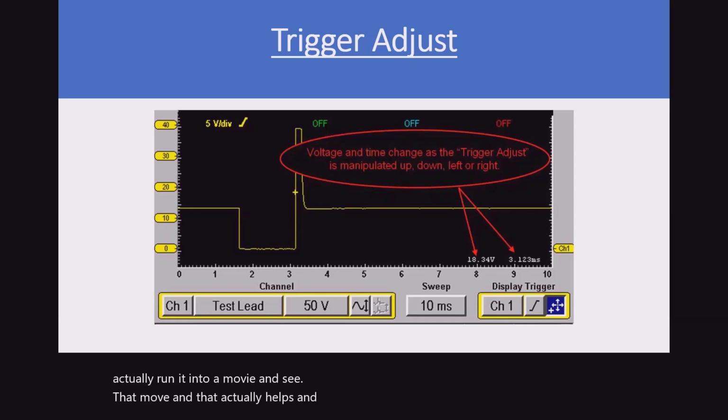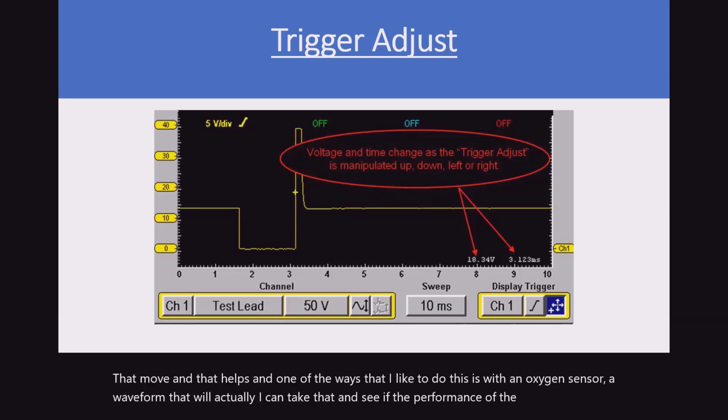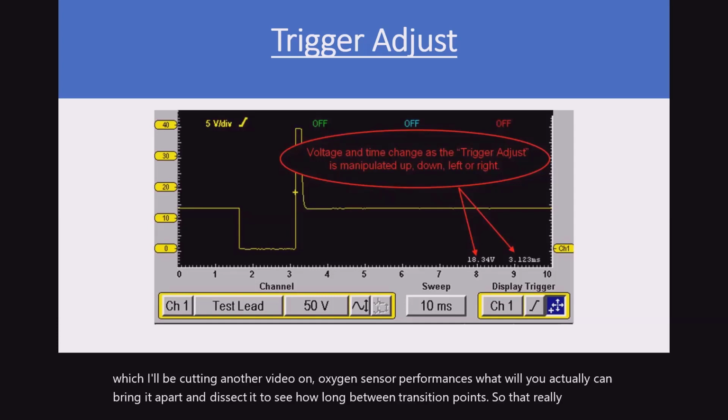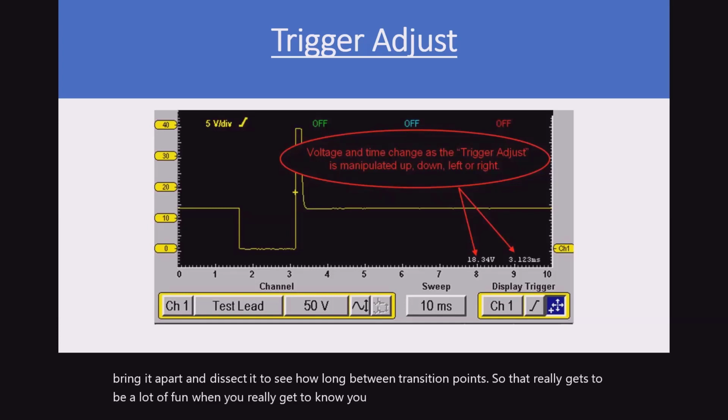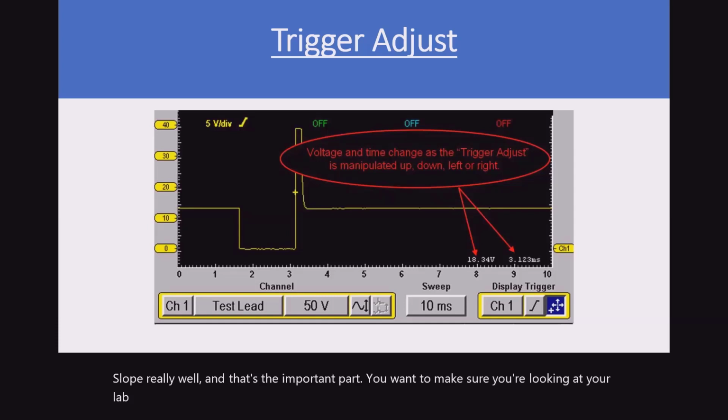One of the ways that I like to do this is with an oxygen sensor waveform. I can take that and see the performance of the oxygen sensor, and I'll be cutting another video on oxygen sensor performance. You can bring it apart and dissect it to see how long between transition points. That really gets to be a lot of fun when you get to know your oscilloscope really well. That's the important part: you want to make sure you're looking at your lab scope and understanding how it works. Get used to it, and you can do all kinds of really trick things with it.